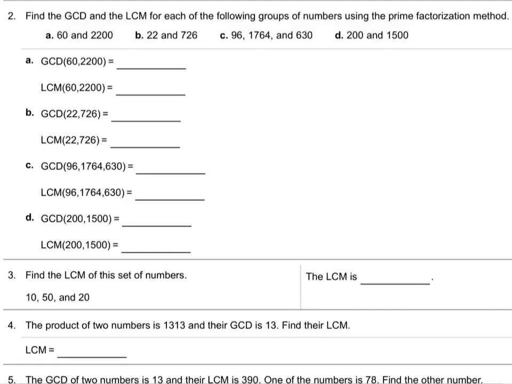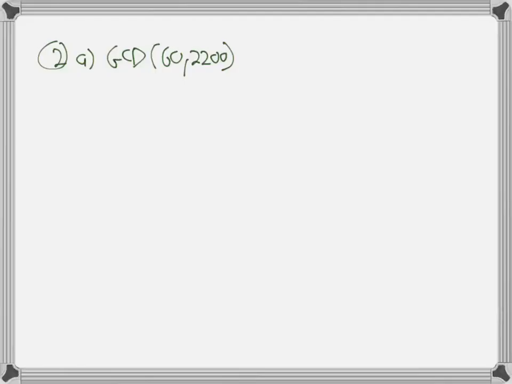So now, okay, let's do the first one. GCD of 60 and 2200. Now this says by prime factorization. Okay, so we're going to do a new method this time. This method will be way better. It won't really give a feel, but it'll be way better at getting an answer. So we wouldn't want to do this.